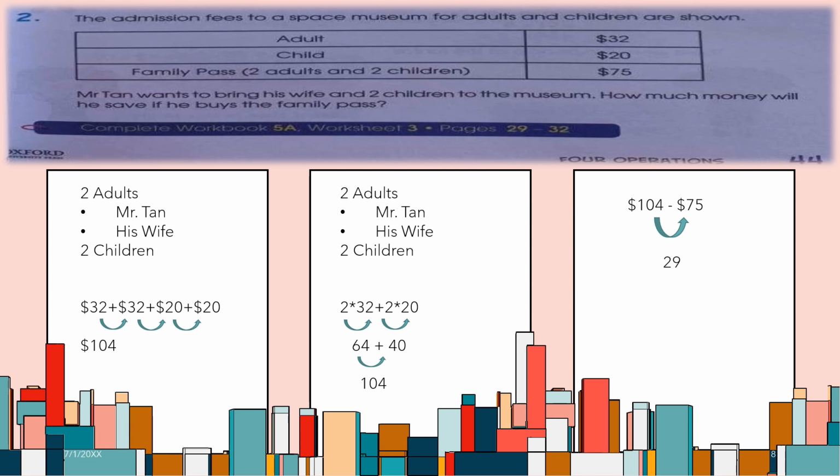But the answer will be the same in both situations, which is 104, and at the end we have to find out the difference in order to know the amount which Mr. Tan saves in case he buys a family pass. If he buys the individual tickets for 2 adults and 2 children, he is going to spend $104, and if he buys the family pass, he is going to spend $75. So if he buys the family pass, he is going to save $29, which is a much more feasible option.